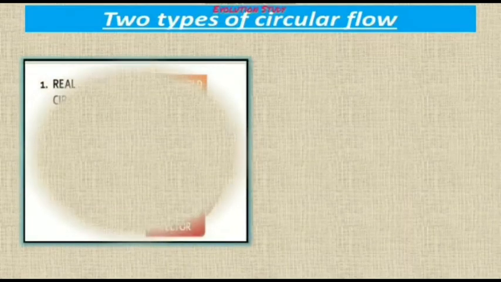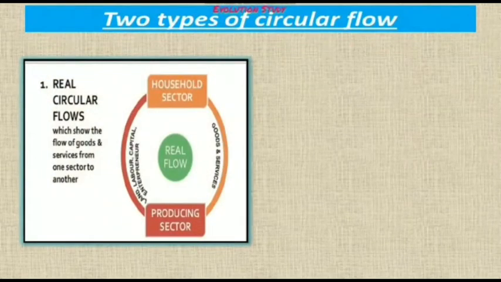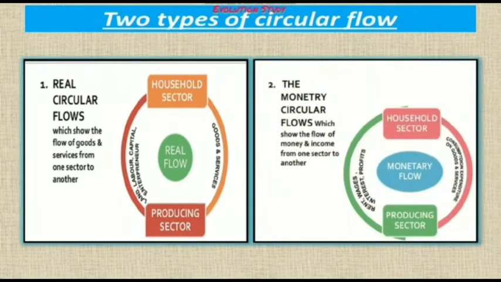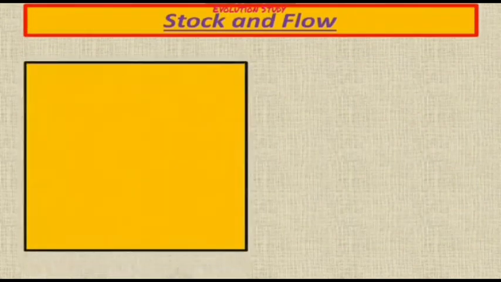Now what are the types of circular flow? First comes the real circular flow, which shows the flow of goods and services from one sector to another. And the other is the monetary circular flow, which shows the flow of money and income from one sector to another. As shown in the diagrams, you can understand it in a far better way.